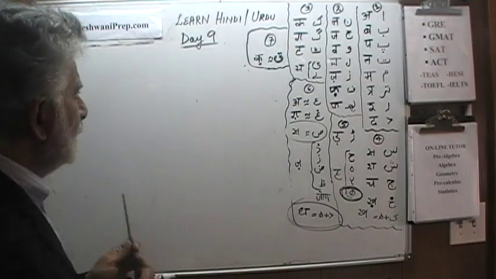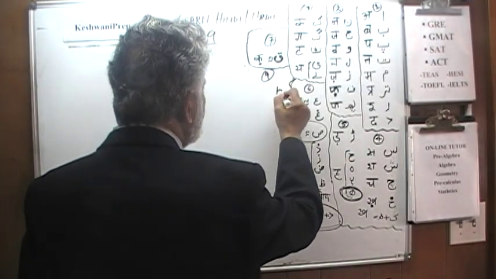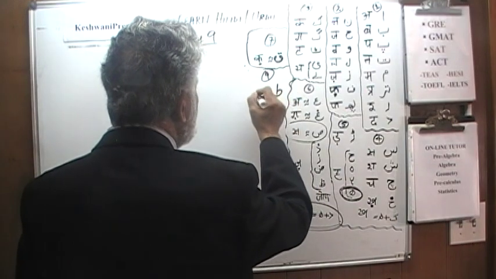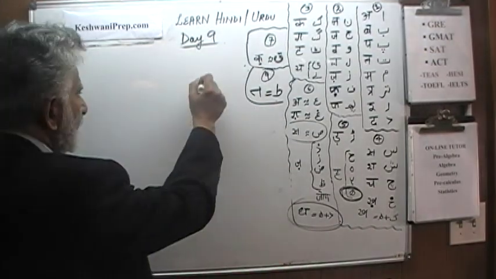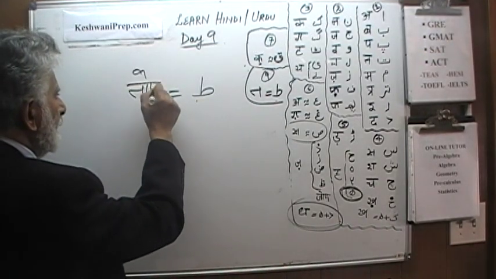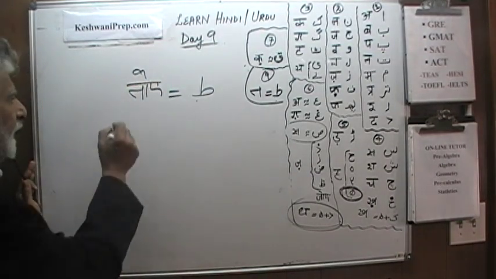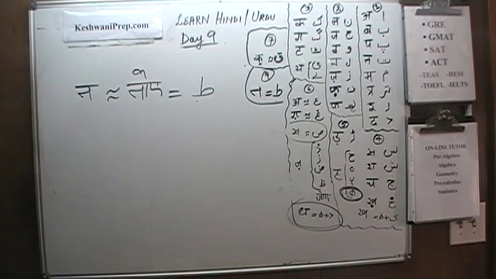We're going to introduce a new letter on day number 9. The letter looks like this. And this is the T. It looks like this, and it's called Toy. It makes approximately a T sound. It does not exist in Hindi.